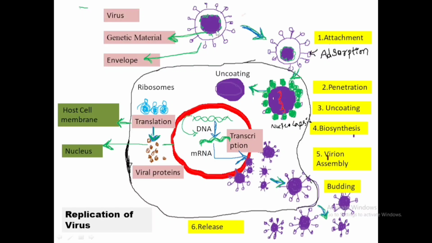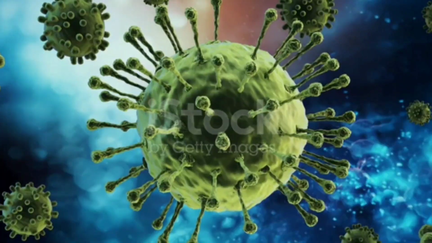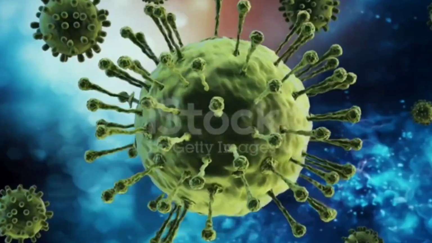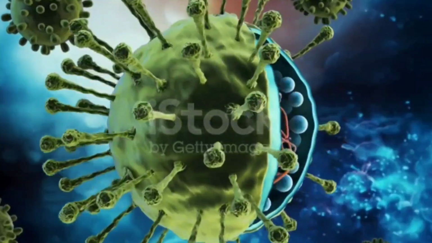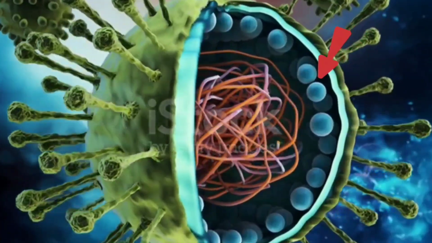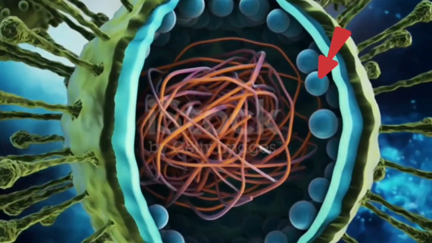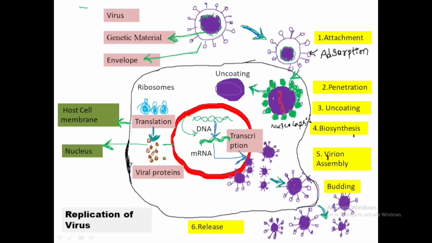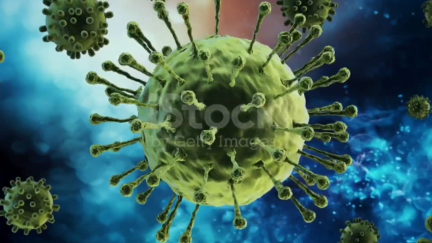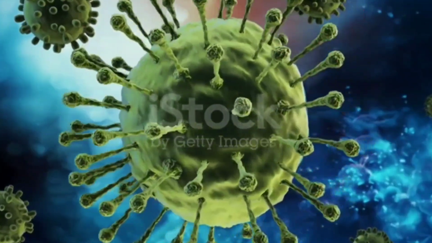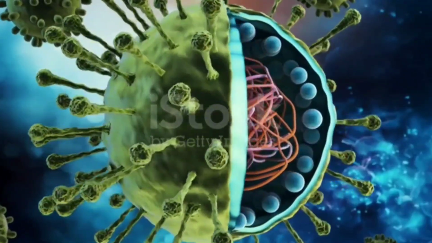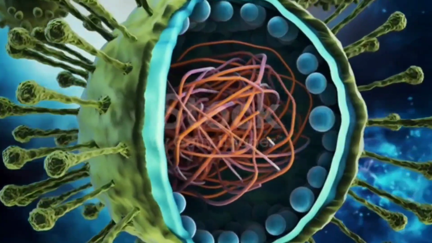This is a virus. If you see the parts of the virus, the virus central part we can say is the genetic material. Next, surrounding the genetic material, the capsid is present. The capsid is a protein coat. Here you can observe the protein subunits in green color. So this is a capsid. Next is the outer layer of the virus, we can say the envelope. Some viruses have an envelope present, some viruses may not.